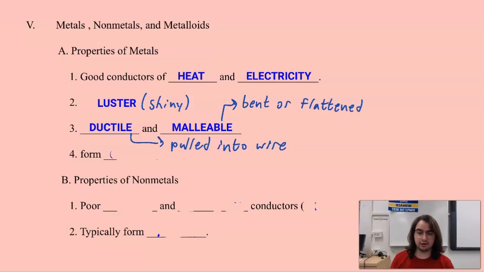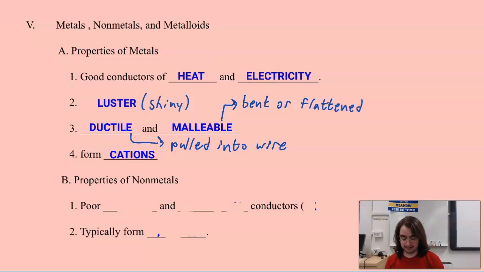So again, these are properties of metals, that they can be bent or flattened or pulled into wire, which is great because we can then use metals for all sorts of things. They form cations pretty much exclusively. Not super exclusively, because the only always in chemistry is that there's always exceptions. But most of the time, they form cations.